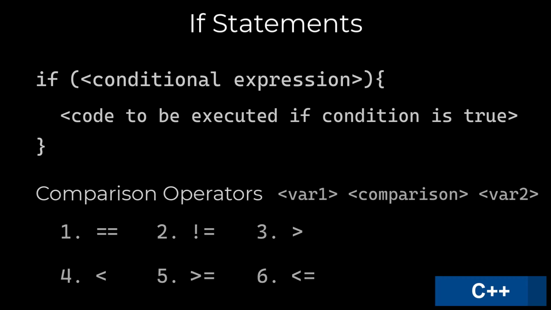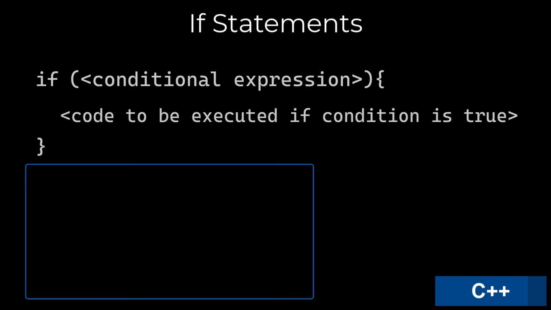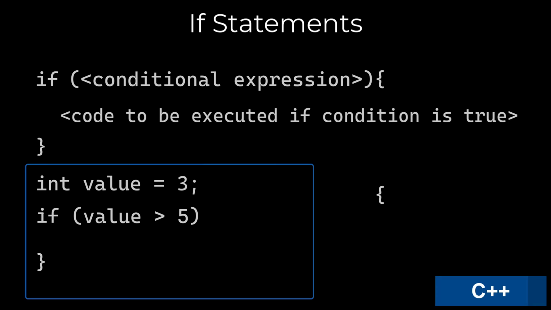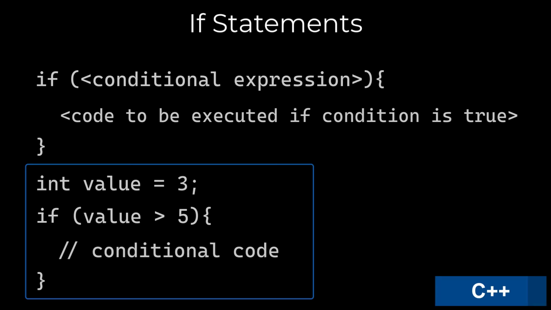To use the comparison operators, you write a variable or a constant expression on both sides of the comparison sign. For example, if I define a value 3, I can compare it to a constant value of 5 in the if condition. In this example, the conditional code will never execute because the value is not greater than 5. What will happen if we change the greater than comparison to not equal? That's right, the conditional code will execute because 3 is not equal to 5.